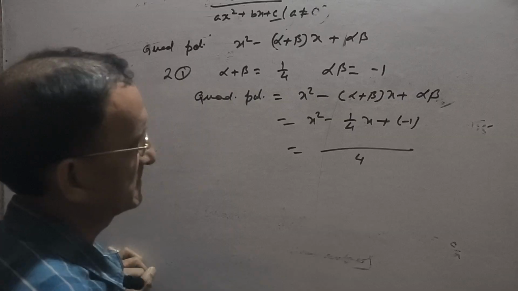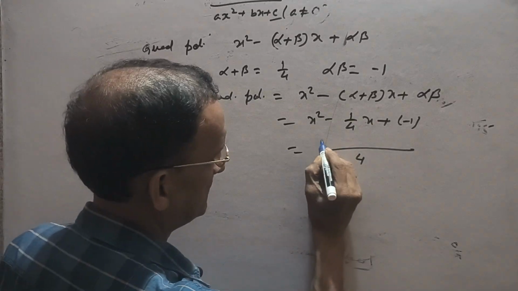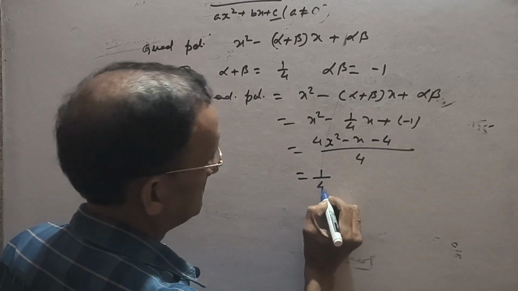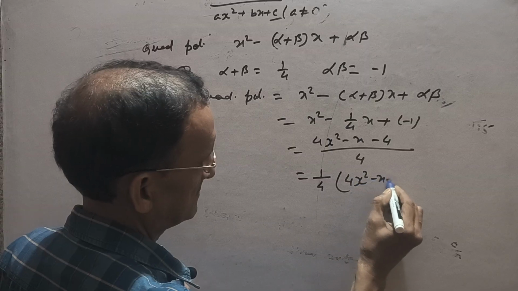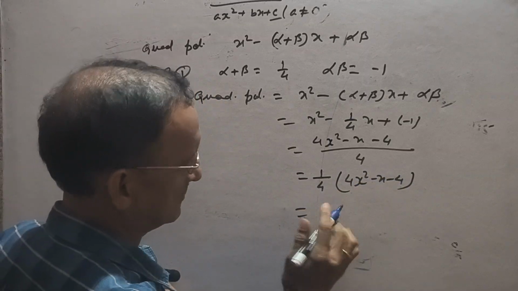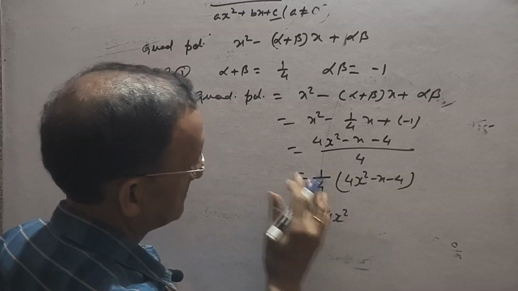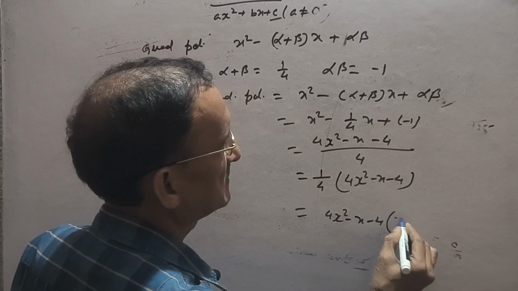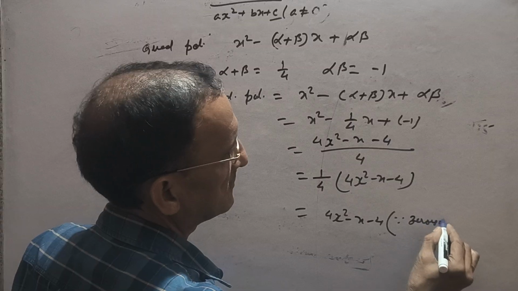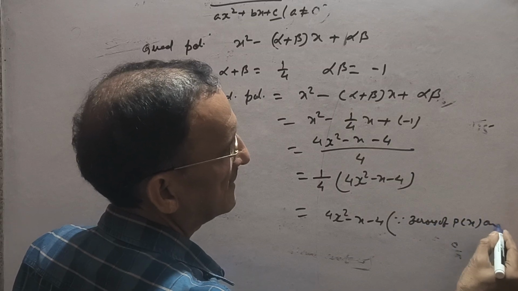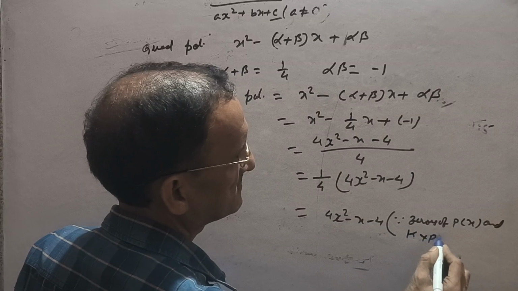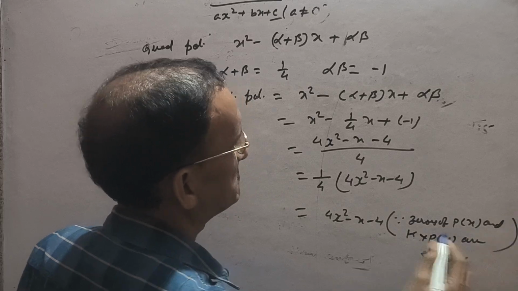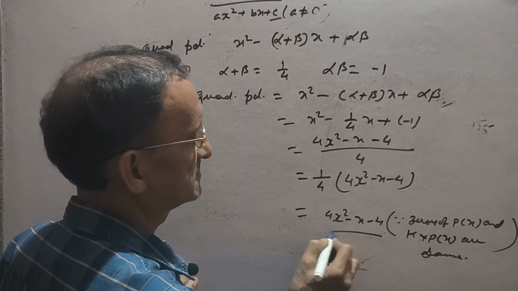You need to simplify. You should not leave the answer like this, it will be incomplete. So this is 1 by 4 into 4x square minus x minus 4. But in the answer, this factor should not be there. So the required polynomial will be 4x square minus x minus 4. You should write the reason: since the zeros of p of x and a constant times p of x are always the same, the zeros of this and this will be the same, so the answer should be this only.